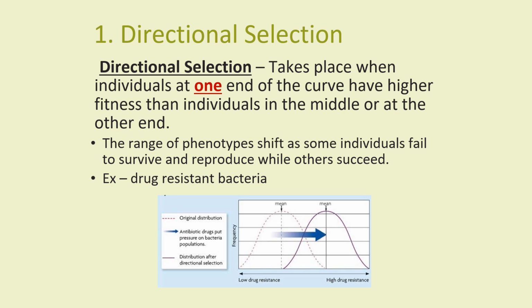With directional selection, directional means one way or the other. It takes place when individuals at one end of the curve have higher fitness than the individuals in the middle or at the other end. So the range of phenotypes shifts in one direction or the other. We see that here: low drug resistance on this side, high drug resistance on this side. This simply tells me that the mean is shifting towards high drug resistance.